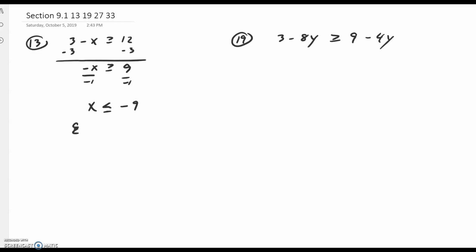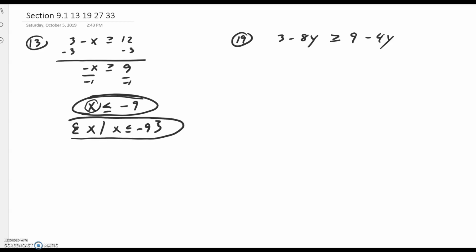In set builder notation, that is the set of all x's such that this is true. x is less than or equal to -9. Technically, a single number could make this true. For instance, -20 for x could make this a true statement. But a single number is not going to make this true. This is the set of all numbers that make this true.